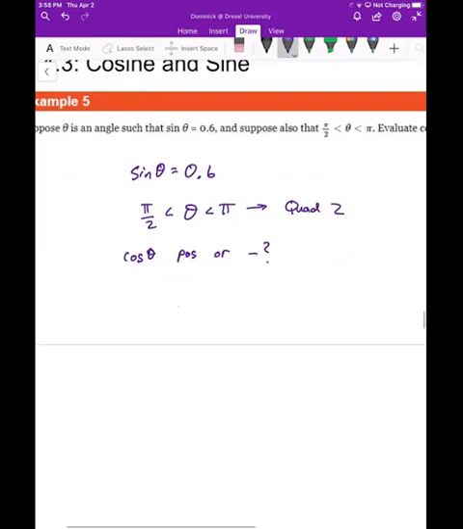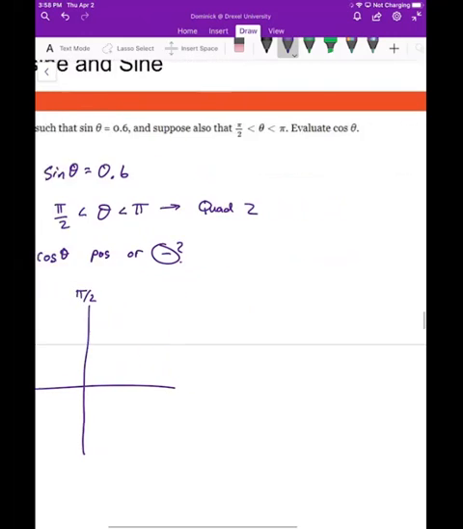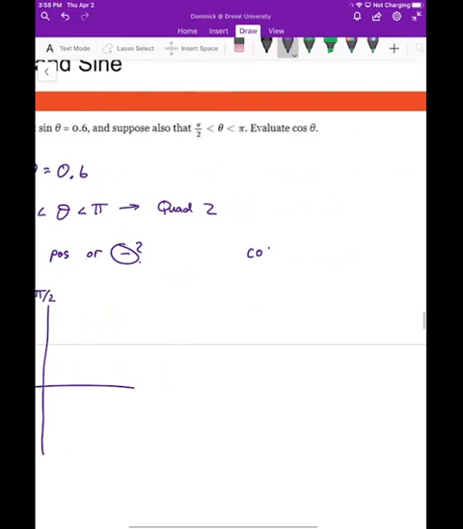Well, if we're between pi over 2 and pi, then we're in this quadrant, quadrant 2, and here cosine is negative. Right, so we want the negative cosine here. But again, we're going to use the fact that cosine squared plus sine squared is equal to 1. And here we know that sine is 0.6.